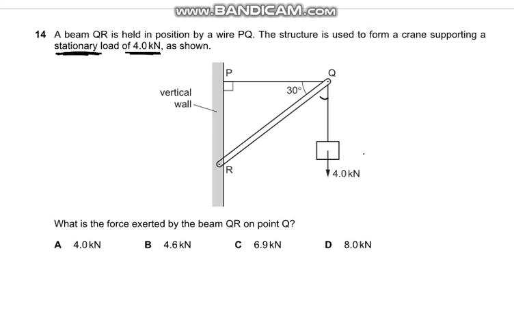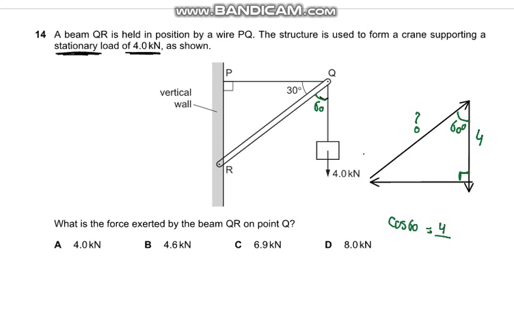So what we can do is draw an equilibrium triangle. That's how the equilibrium triangle would look. The arrows would follow each other. This is 4 kilonewton and this angle will be 90 minus 30, so that would become 60 degrees. So we have this as 90 degrees. We need to find this hypotenuse. We have the angle theta, so cos 60 equals 4 by hypotenuse, which is the force in the beam QR. So H becomes 4 divided by cos 60, which is half, which makes up 8 kilonewton. So D is the appropriate answer.